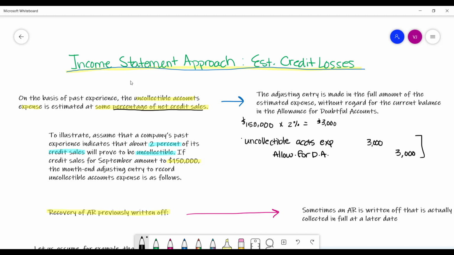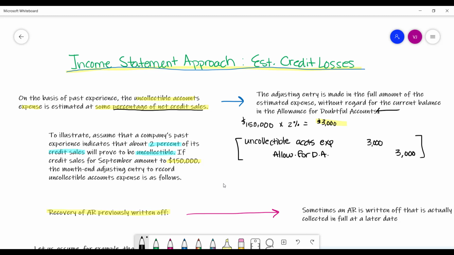So what's the main difference here? Well, the structure of the entry is the same when compared to the other approach, but the amount of the estimate, the $3,000, we debit that full amount and credit that full amount to these accounts. We do not care what the prior balance is in allowance for doubtful accounts from the prior period. This $3,000 just gets added into whatever the previous balance was in allowance for doubtful accounts. Okay, so that's the income statement approach and how it differs from the balance sheet approach.